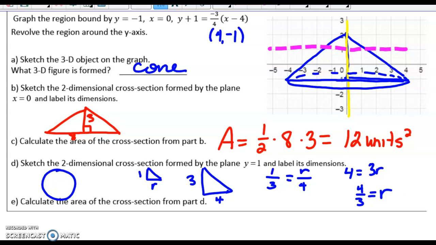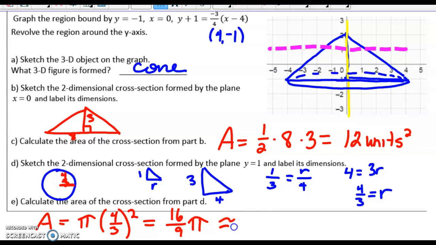Once I know what the radius is, then I can find the area by doing pi r squared. And I get 16/9 pi, and that is approximately, I think, 5.6.